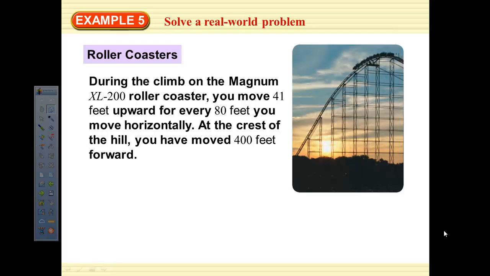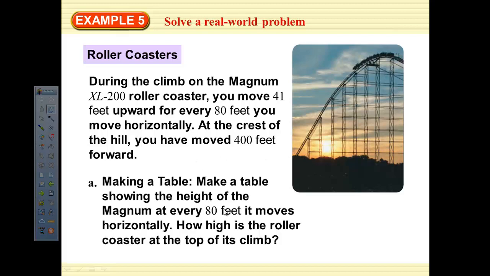For this last example in section 4, we're going to look at a real-world problem. We have this roller coaster called the Magnum XL200, and it moves 41 feet upward for every 80 feet it moves horizontally. At the crest of the hill, you've moved 400 feet horizontally. So what we want to do is make a table first, and we're going to show the height of the Magnum at every 80 feet.